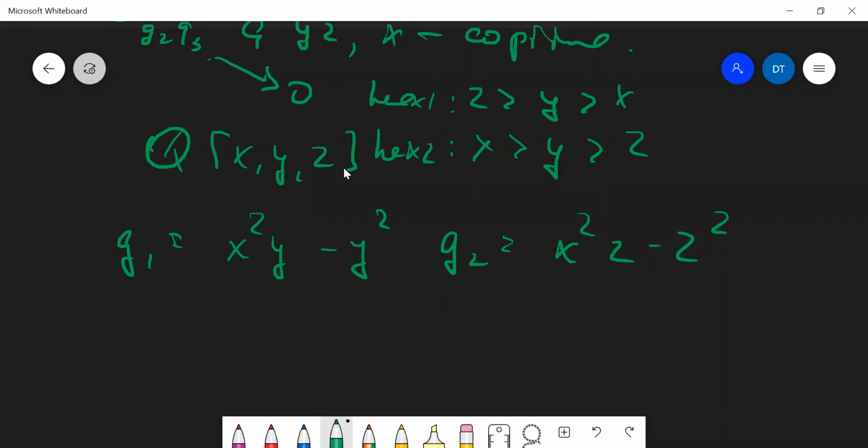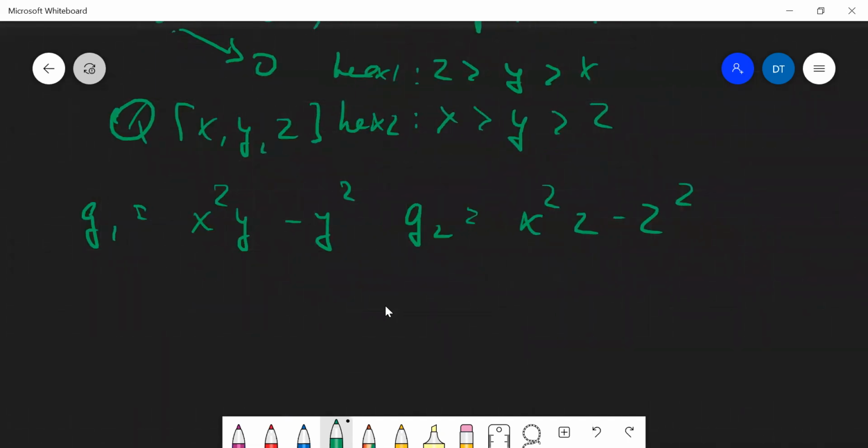In the case of lex one, z is the highest possible, then y, then x. And in the case of lex two, x is the highest possible, then y, then z. Okay, so if I use the first order, what are the leading terms here? Could you name the leading terms? Which one is higher?